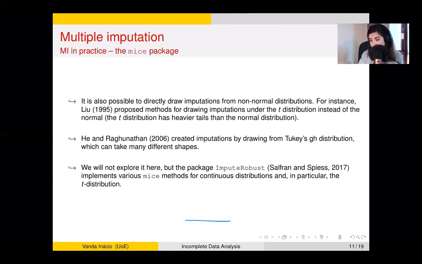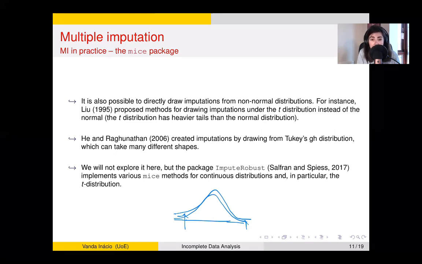So for instance, this can be the normal, and the T can be something like this. By heavier tails, we mean that we are assigning higher mass to the tails. For instance, if we have outliers or extreme values, the T distribution is usually a good, or a reasonable, distribution to deal with data that has some outliers.